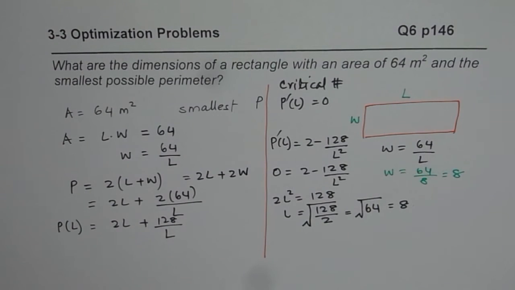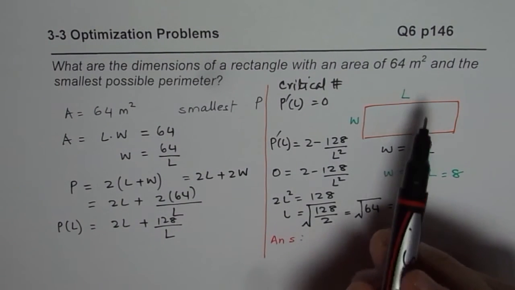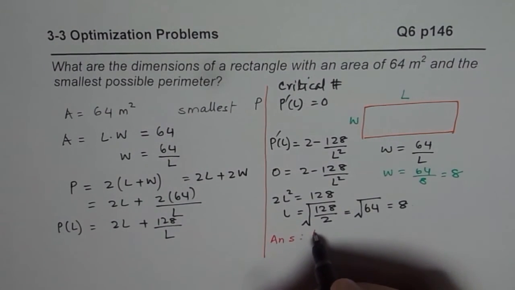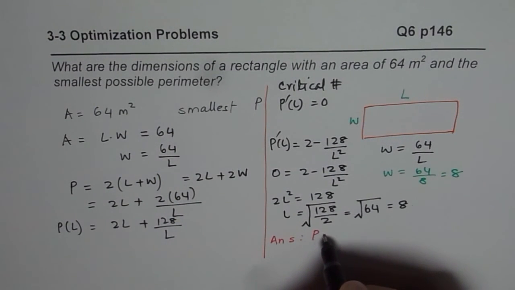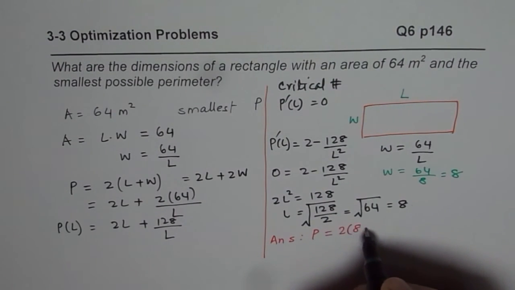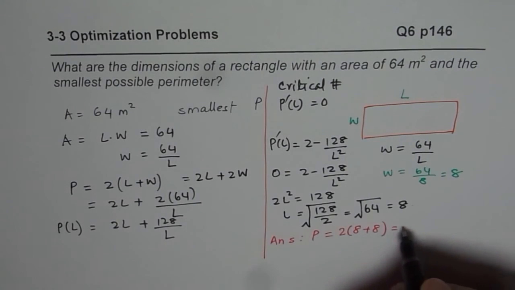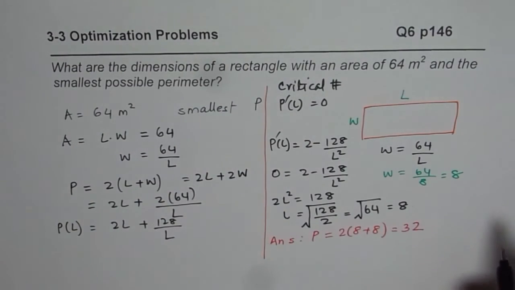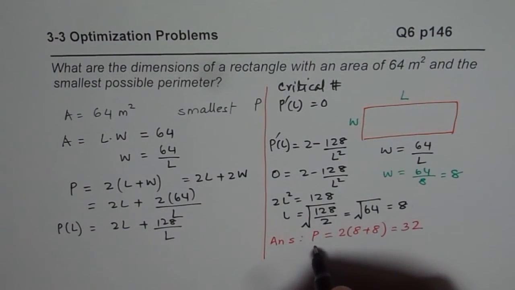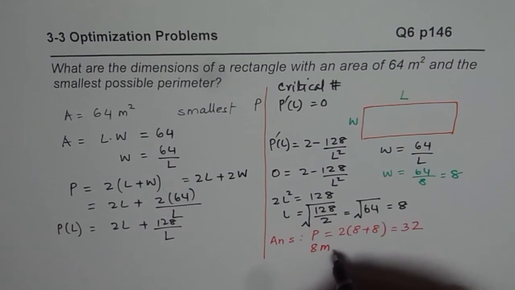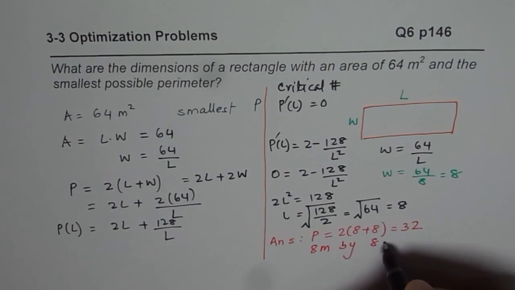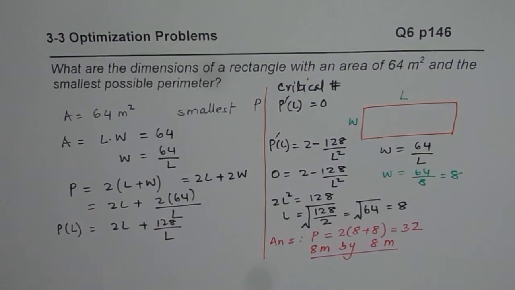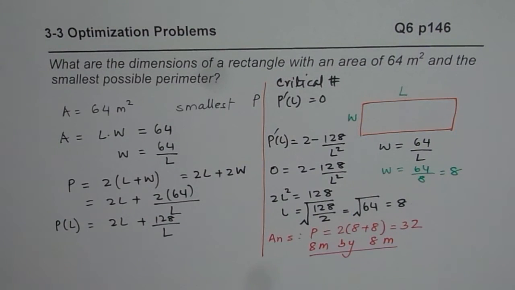And now we can write down our answer. For the smallest possible perimeter, we have perimeter equal to 2 times 8 plus 8, which is 16 times 2, 32. What we need to write here is what are the dimensions for the perimeter, and so the dimensions will be 8 meters by 8 meters, right? So 8 meters by 8 meters becomes the dimensions for the minimum perimeter in the given scenario, right? I hope that helps. Thank you and all the best.